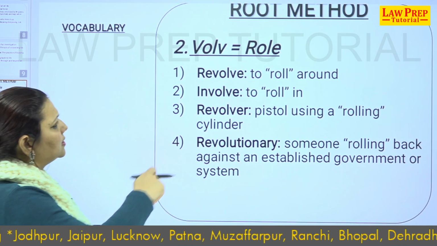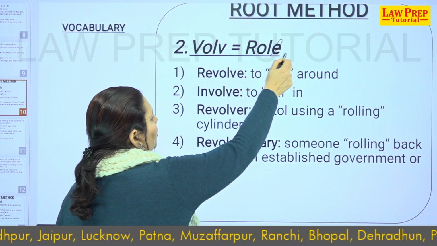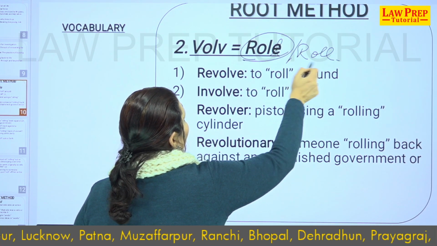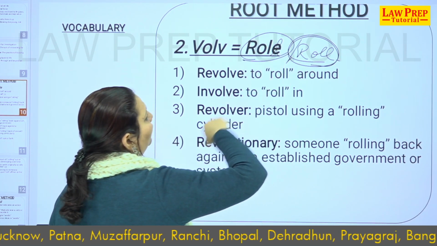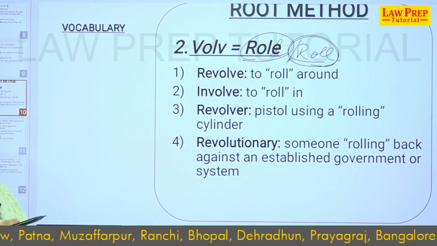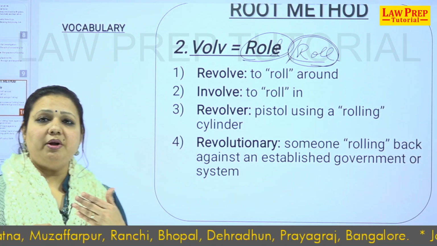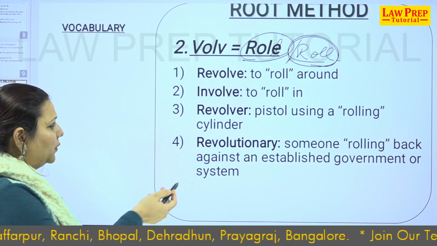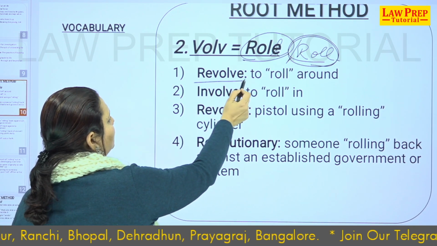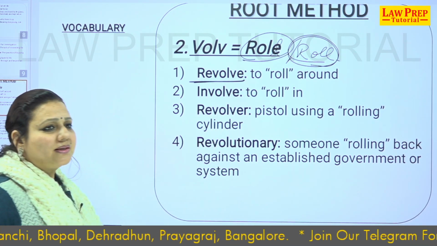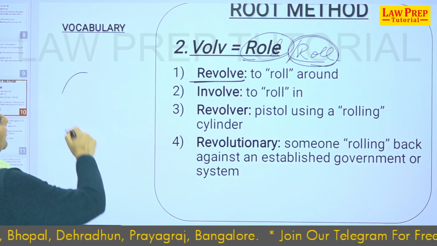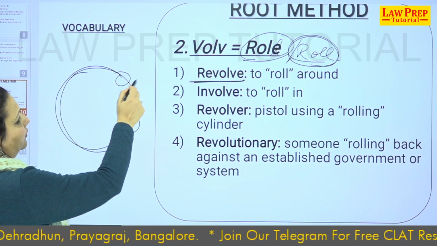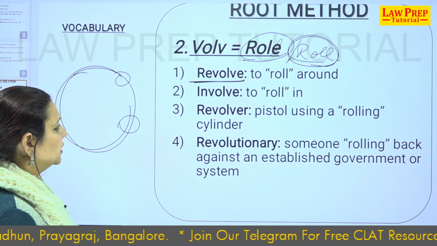It is the word roll, a bit of correction: to err is human, to forgive is divine. This roll we are talking of is not the roll in a film. This is to move around, roll around. You have said revolve, involve, evolve, right? Simple root. Revolve: the earth revolves on its axis. You've seen the earth moving on its axis, so this is revolve, that is to roll around.